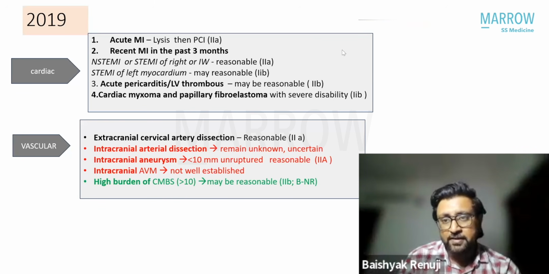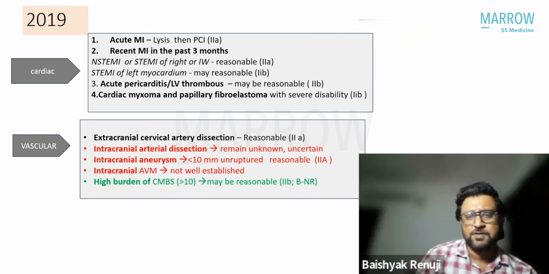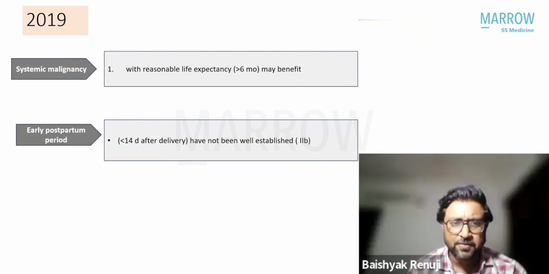And if you document well, nothing is going to happen. If you document well, medico-legal issues will not arise, because this is what is practically going to happen. This is a dynamic scenario.